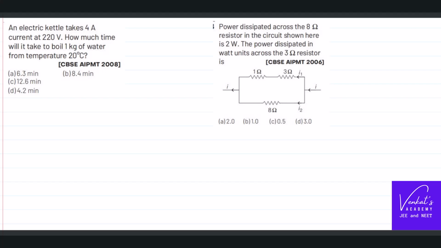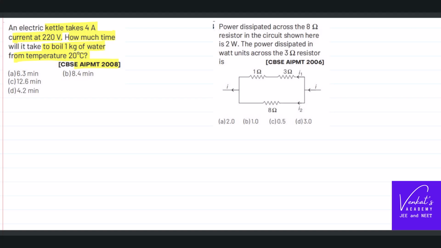We are solving AIPMT questions of current electricity. Both are depending on electric power. Let us see what this first question is. An electric kettle takes 4 amperes of current at 220 volts. How much time will it take to boil 1 kilogram of water from temperature 20 degrees centigrade?